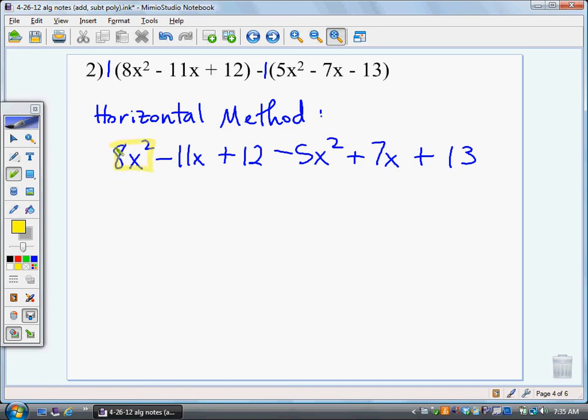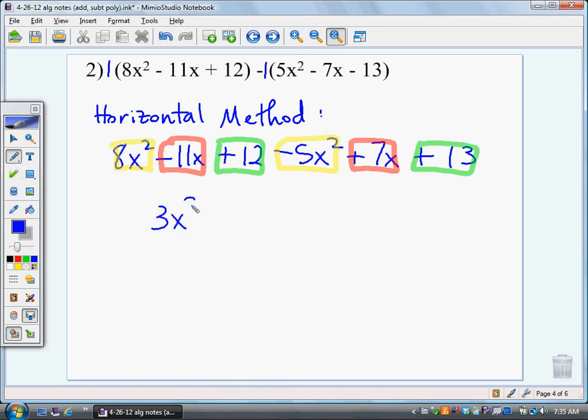Just get our like terms, 8x squared and negative 5x squared, negative 11x and positive 7x, positive 12 and positive 13. And the biggest problem people have here is keeping all their signs the same. 8x squared and negative 5x squared is 3x squared. Negative 11x and positive 7x make negative 4x. And positive 12 and positive 13 make positive 25.